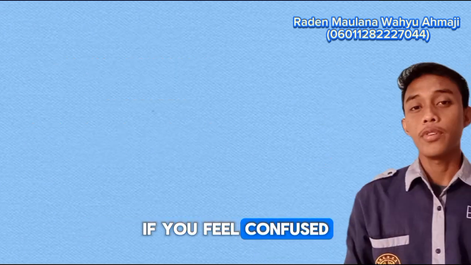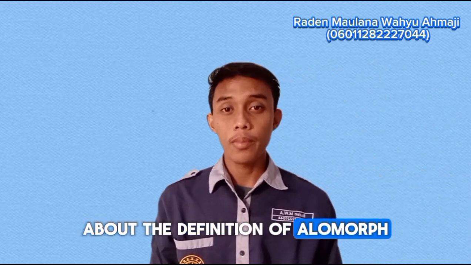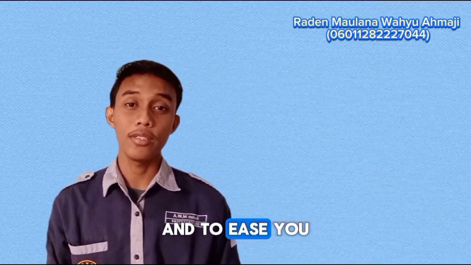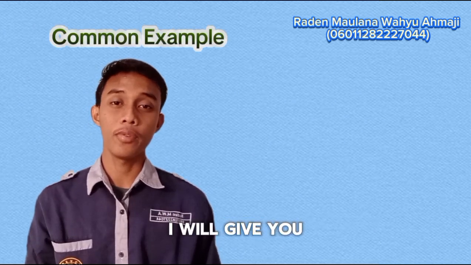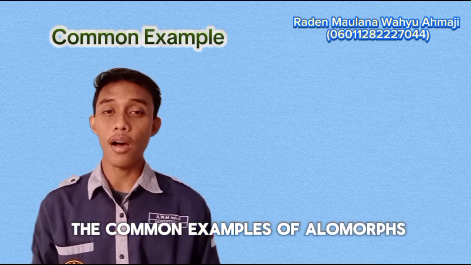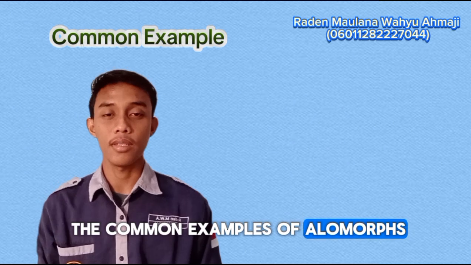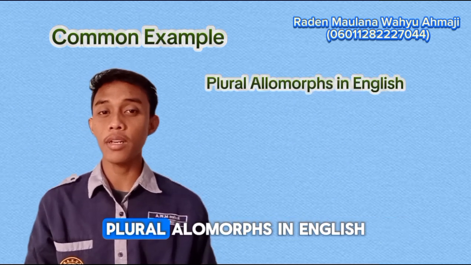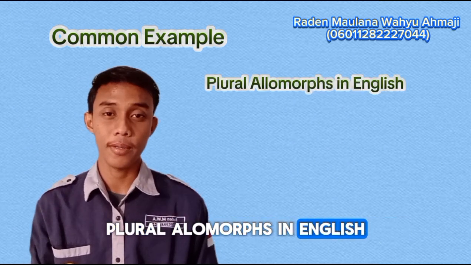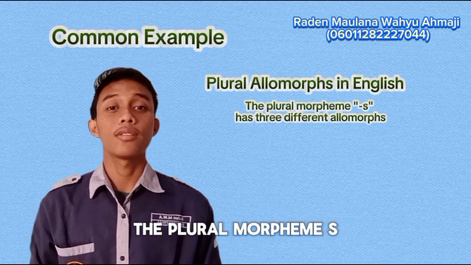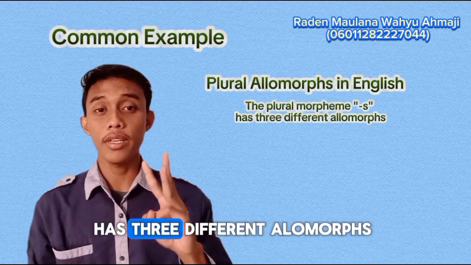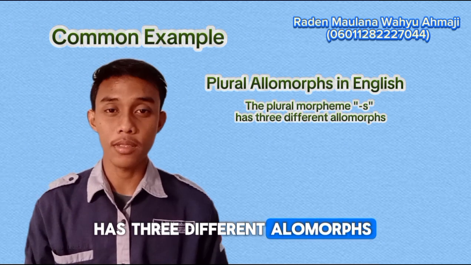If you feel confused about the definition of allomorph, to help you understand the material, I will give you some common examples of allomorphs. The first example is plural allomorphs in English. The plural morpheme has three different allomorphs.